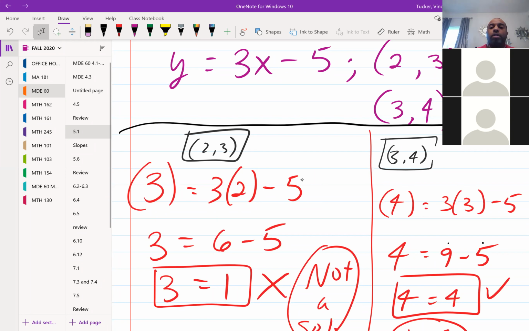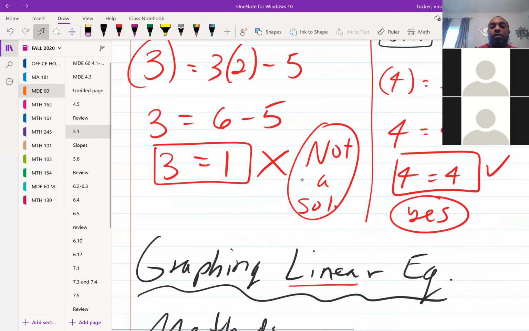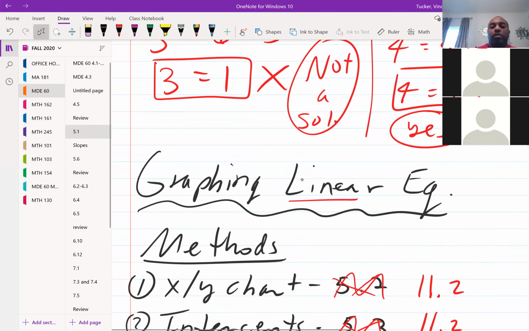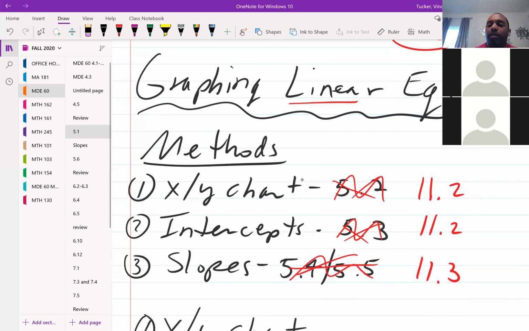All right, questions on this exercise? All right, you good to go? So let me erase these. Let's see what these sections are for you guys.